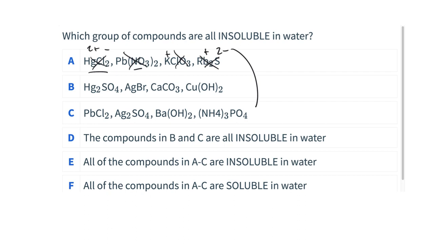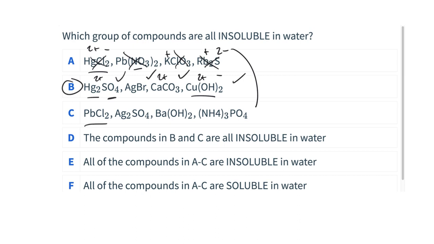And group B, Hg2 plus, so Hg2 plus is an exception for sulfate, so that is insoluble in water. AgBr is indeed insoluble in water, that's the exception for bromide. Calcium carbonate, calcium is an exception for sulfide and hydroxide, but not for carbonate and phosphate, so this is also insoluble. And then copper hydroxide, we did an example earlier, that's copper 2 plus, hydroxide minus. That's also insoluble, not one of the listed exceptions for hydroxide. So all the groupings in B are insoluble.